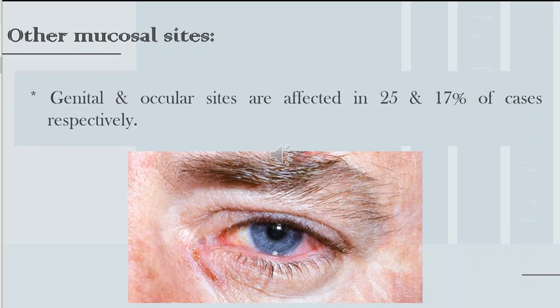وآخر حاجة معانا هي the other mucosal sites. زي ما احنا قلنا other mucosal sites other than the oral mucosa can be affected. They are genital and ocular. Genital counted for 25% and ocular 17% of cases.